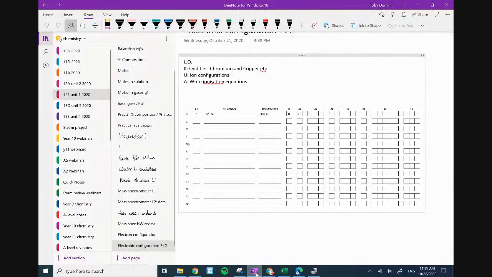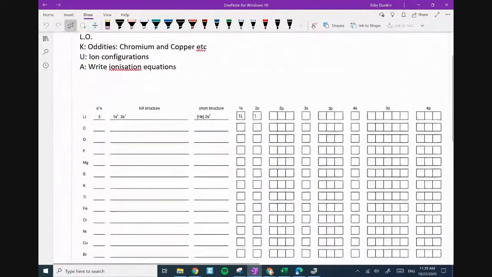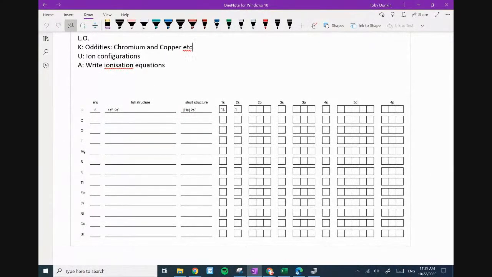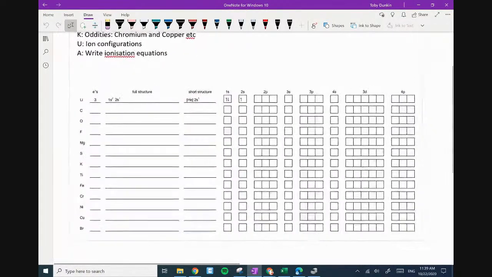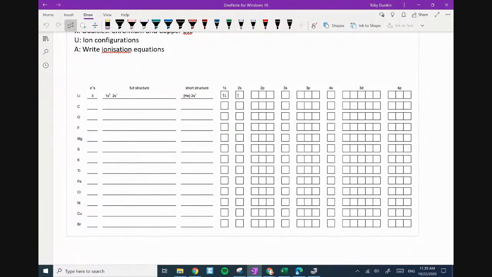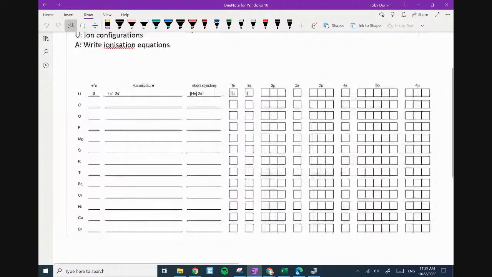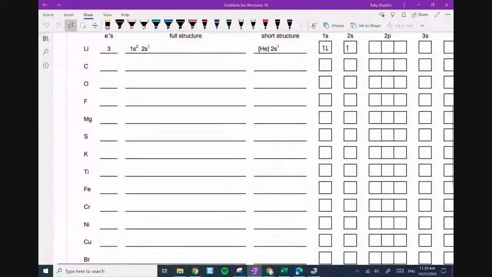Right. Okay, guys. So I sent you guys a quick homework on electronic configuration. Since I know that 4 of you have now done it, I'm actually going to go through it, and then those people who haven't done it can have a go. Okay, so let's run through this.